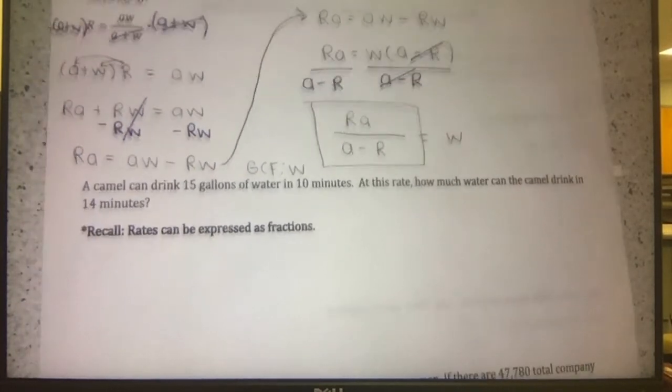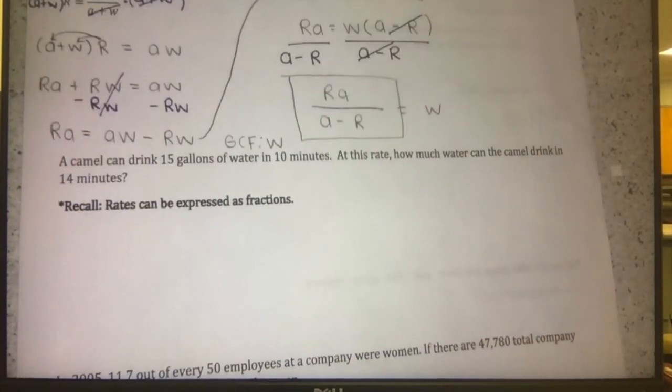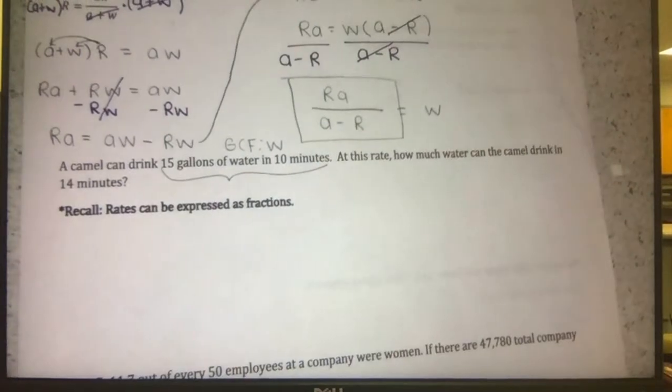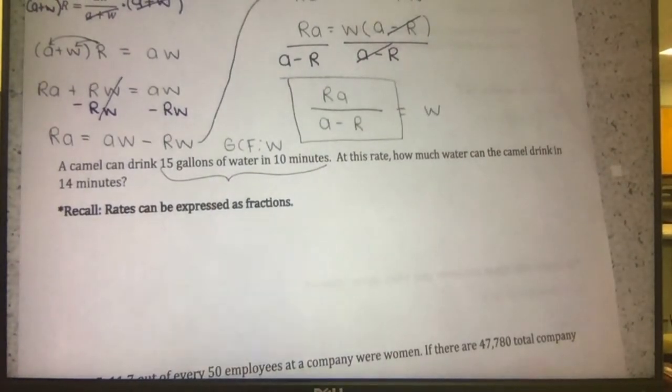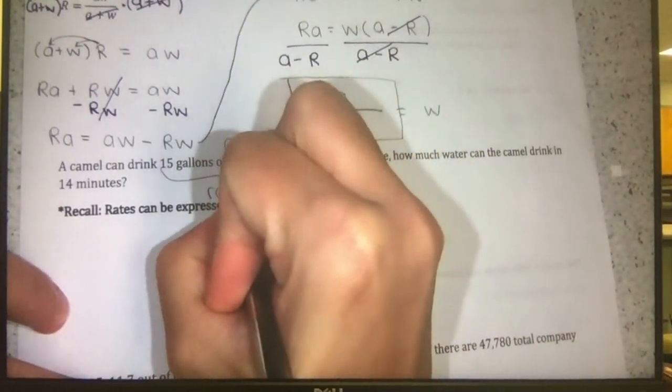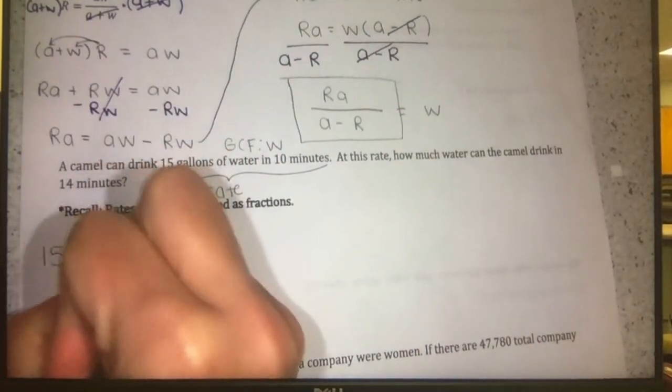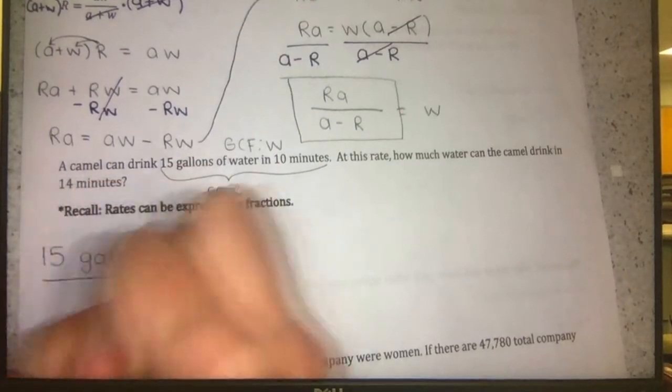So our last type of examples deal with rates and proportions. It says a camel can drink 15 gallons of water in 10 minutes. At this rate, how much water can the camel drink in 14 minutes? Remember that rates can be expressed as fractions. So that gives us this rate, 15 gallons of water in 10 minutes. I could write this rate as a fraction: 15 gallons in 10 minutes.